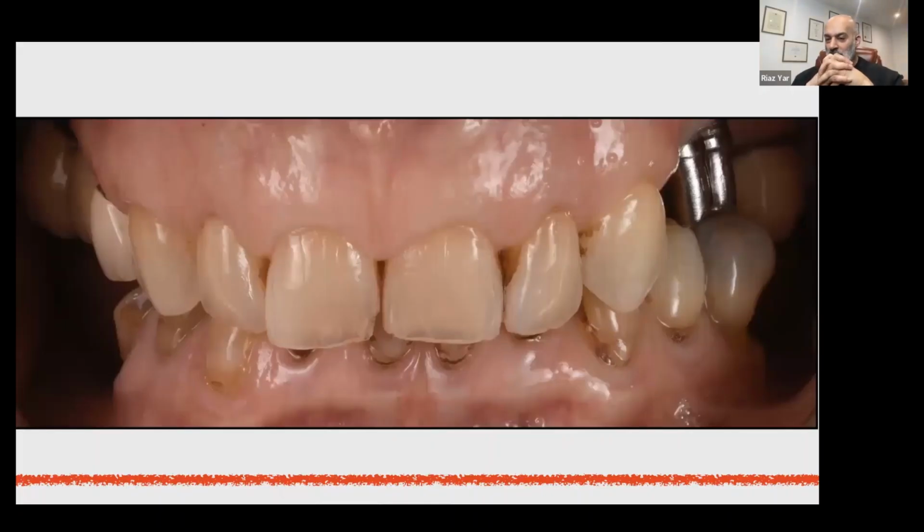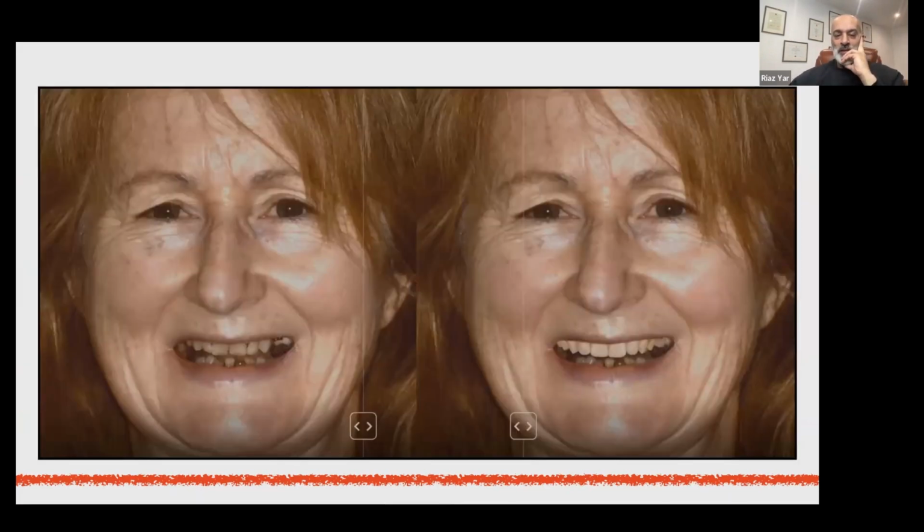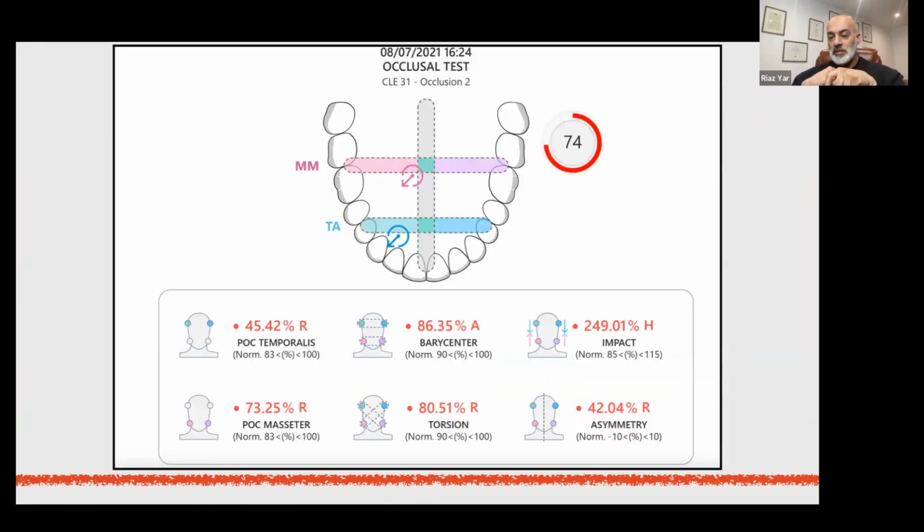This is a more complicated case. She had some failing implants, aesthetic issues as well. This is the start and the planning part. So we did a smile design, and then we start to collect her muscle data.